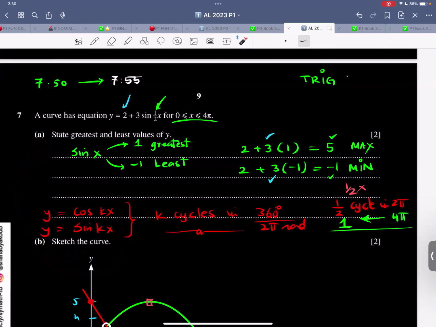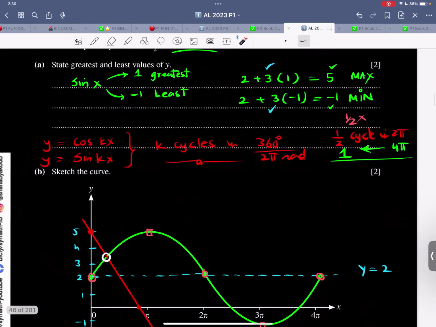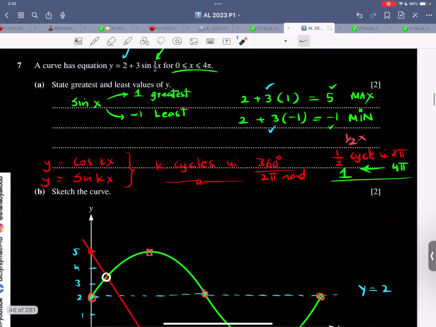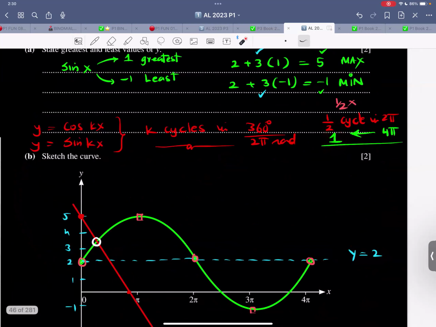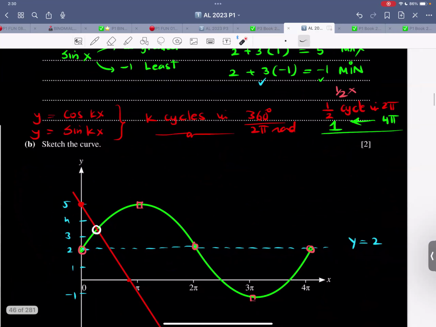It's their choice. Now, when we talk about sine, cosine kx, sine kx, there are k cycles in 360. Therefore, this is half. The value of the coefficient is half a cycle in 2 pi. But we are drawing till 4 pi, so we will draw one cycle. Is this thing clear? I hope so. It's all good, all clear. If not, someone can ask the question separately on the WhatsApp.